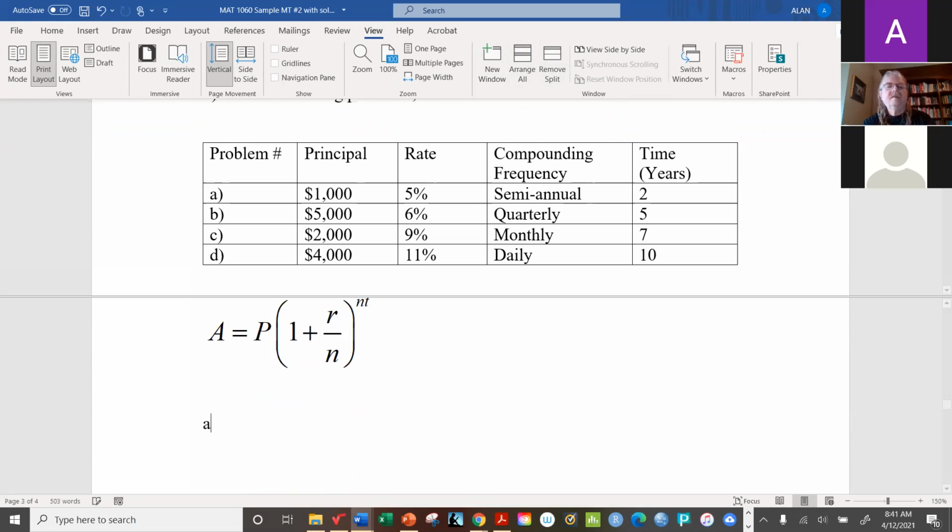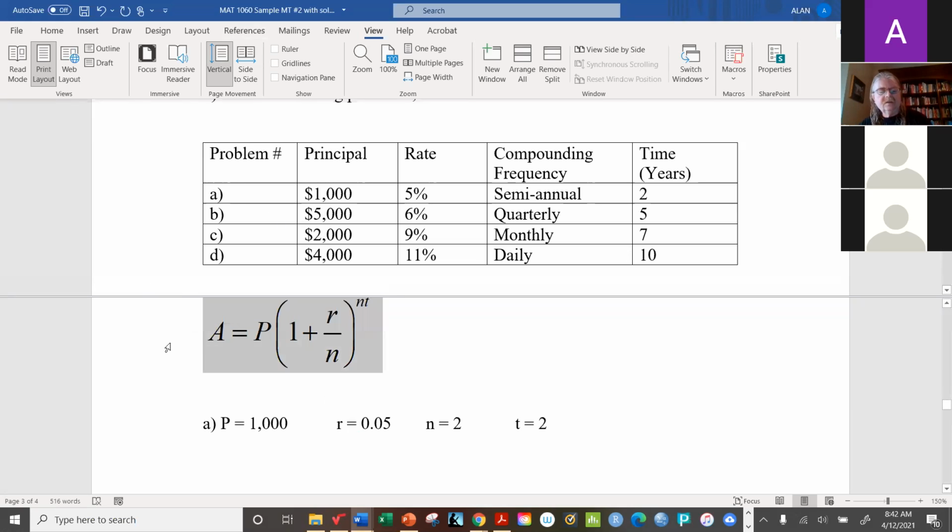For part A, we're told that P is 1,000, R is 0.05. The compounding frequency, as you recall, is that N, and then T equals 2. Now all we have to do is plug in these numbers. And of course, we have to be very careful. So let's do that.